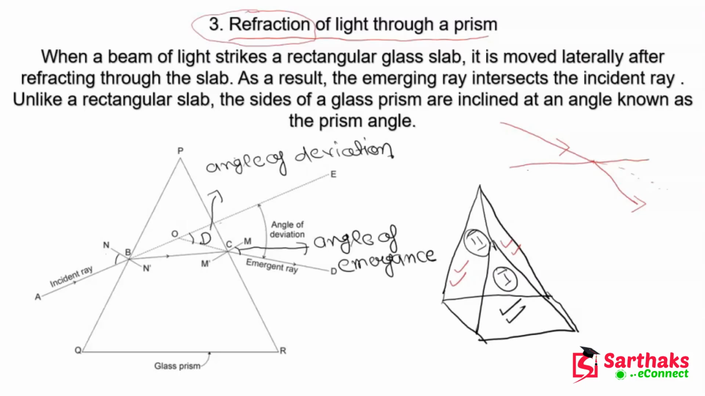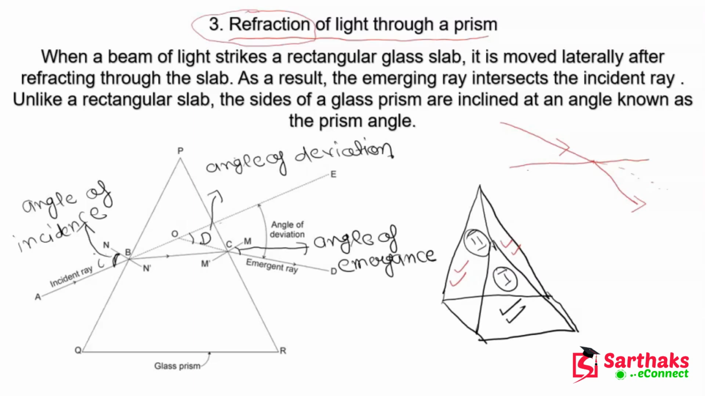Now this is the angle of incidence. This I is the angle of incidence. Why is this the angle of incidence? Because it is the angle made between the normal and the incident ray.